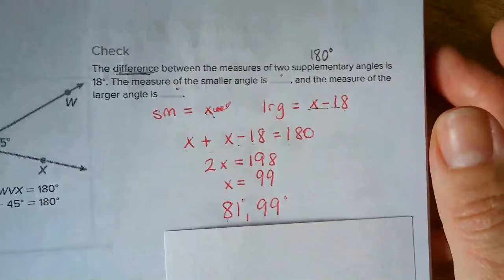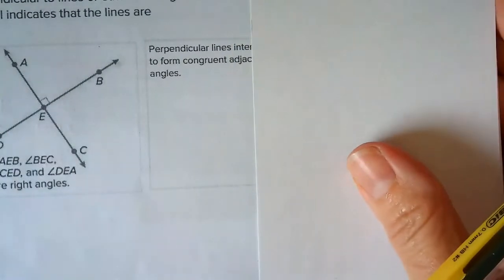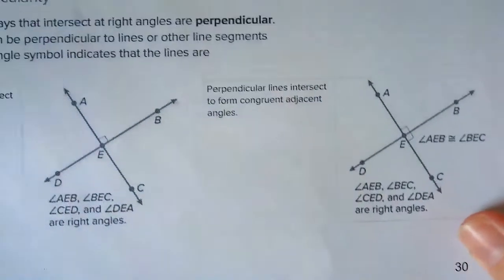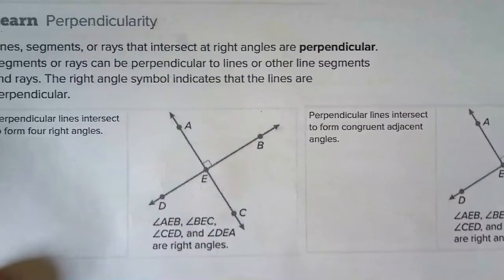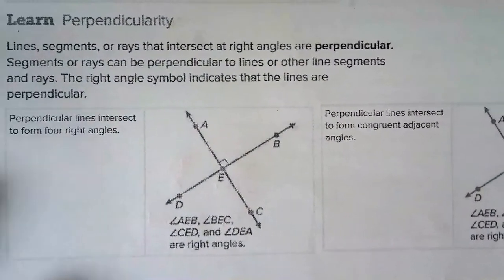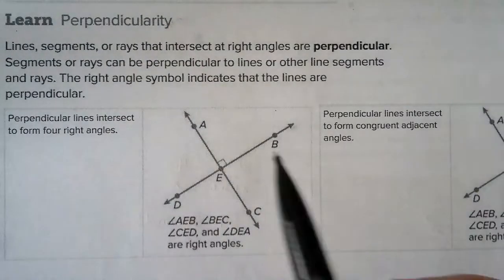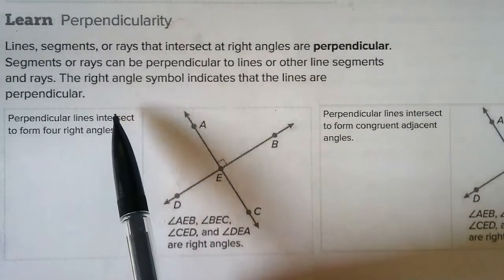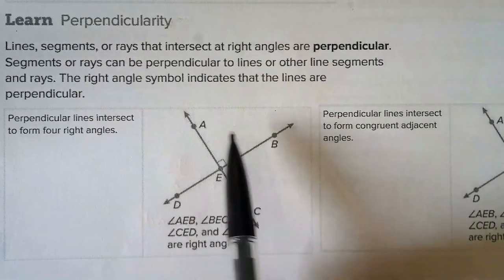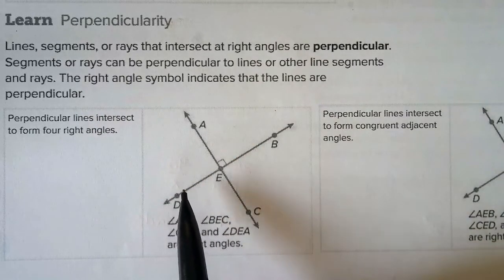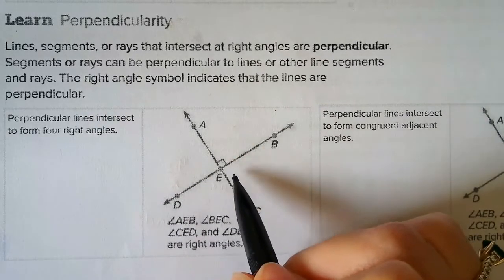All right, the next part we're going to talk about is perpendicular. Line segments or rays that intersect at right angles are perpendicular. Segments and rays can be perpendicular to lines or other line segments and rays. The right angle symbol indicates the lines are perpendicular. So down here in your picture, perpendicular lines will intersect and form 4 right angles.